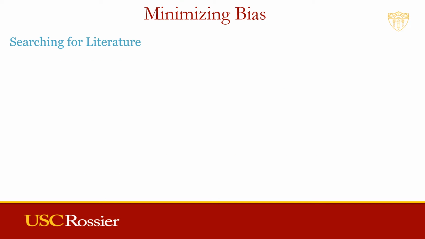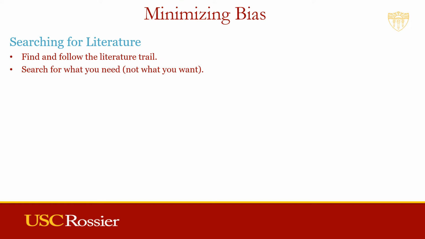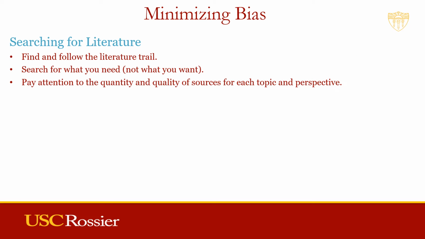When it comes to academic research, the first step to minimizing bias is through your search for the literature. You'll want to find and follow backwards and forwards the literature trail. Search and find what you need for understanding, not for sources to confirm your beliefs. For each subtopic and perspective covered, pay attention to the quantity and quality of sources. Seek out depth and breadth.